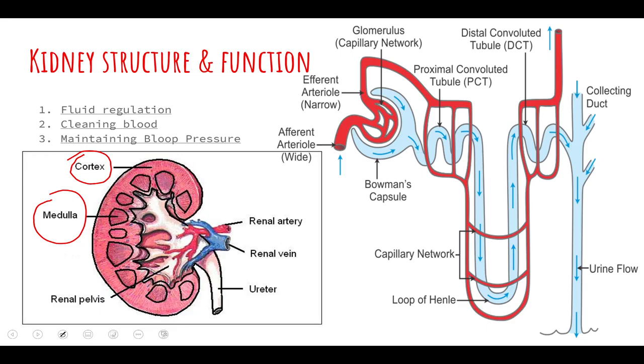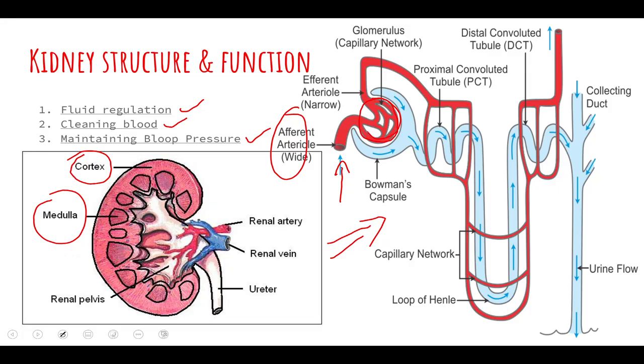Now, the function of the kidney can be summarized in three: fluid regulation, cleaning of our blood, and maintaining our blood pressure. The way it does this is we have this afferent arteriole, where the kidney gets its blood supply, or the blood supply passes through the nephron. So this image here is the nephron and parts of the nephron. This afferent arteriole folds upon itself and forms the glomerulus.